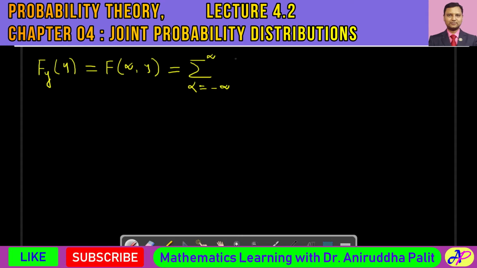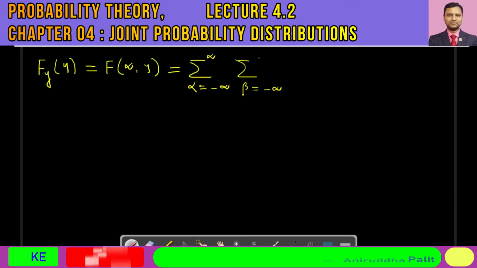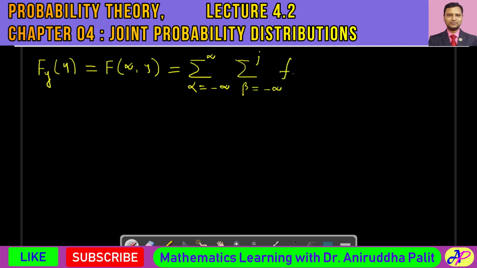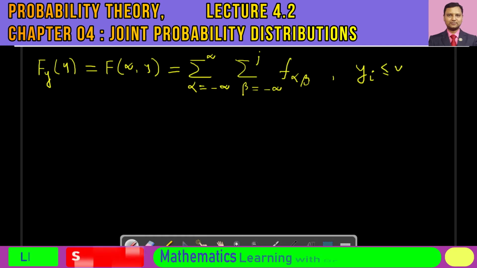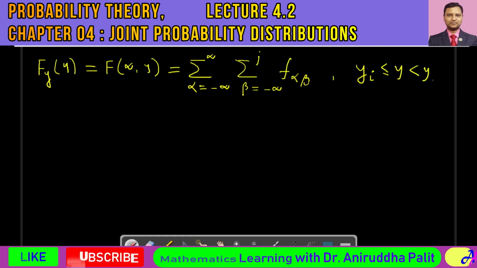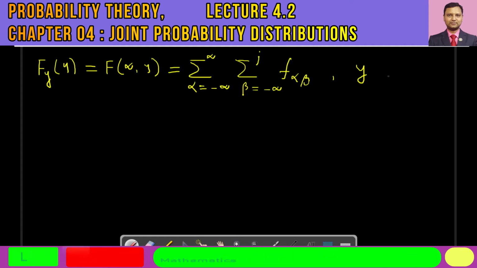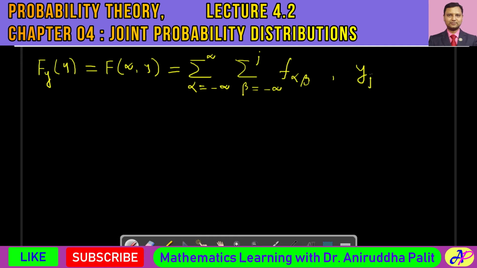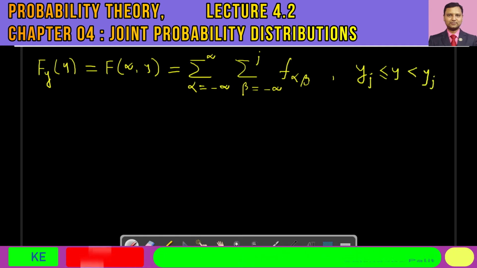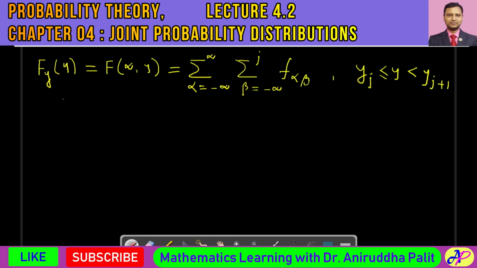So minus infinity to infinity, the second summation should be beta is equal to minus infinity to j of f alpha beta, where this y should have this kind of range: y_i less than or equal to small y, strictly less than y_{i+1}. Not i, it should be written in terms of j, because y is related to this index j. So y_j should be less than or equal to y, strictly less than y_{j+1}.